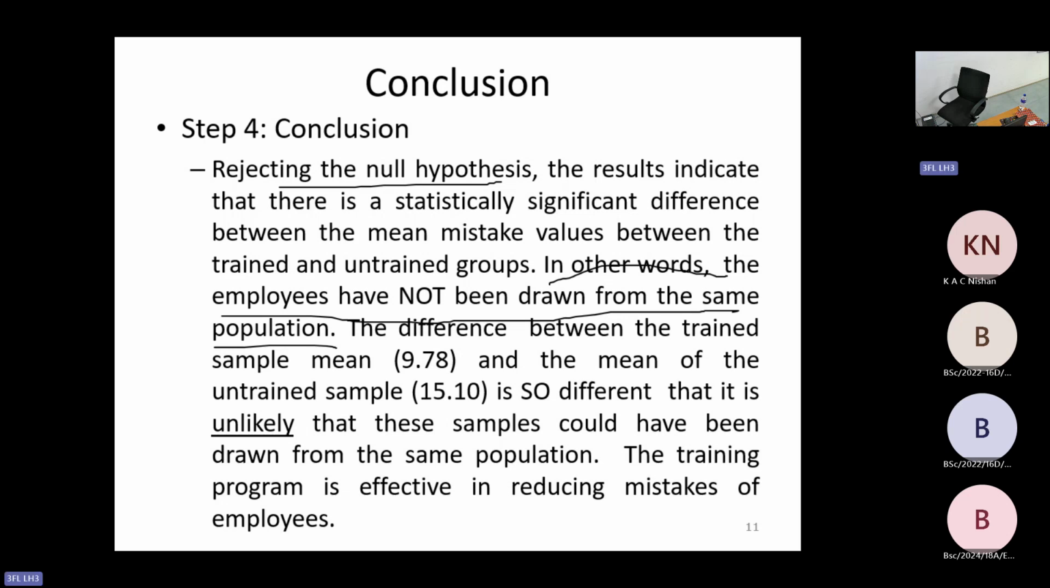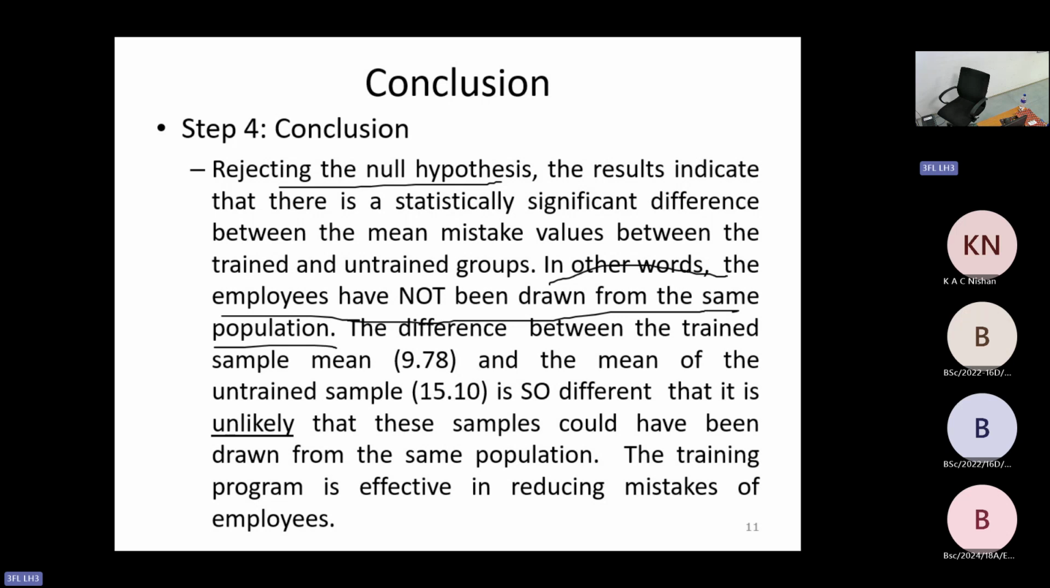So I think this is one of them. The difference between the trained sample mean and the mean of the untrained sample is so different that it is unlikely that these samples come from the same population.